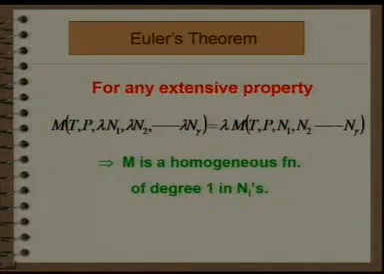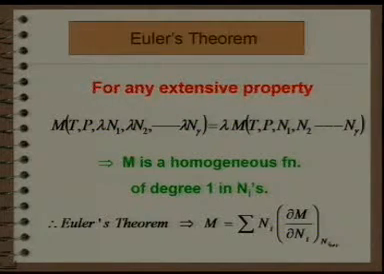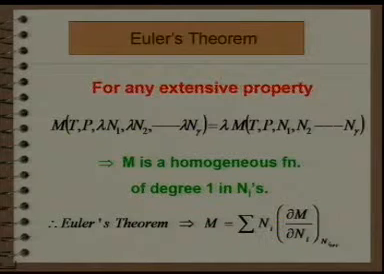Instead of f, we have M, and instead of degree m, the degree is 1 here. So, you get M will be equal to the sum of n_i dM by dn_i. That was the result which we wanted to get, which we got by a complicated method in the earlier case.